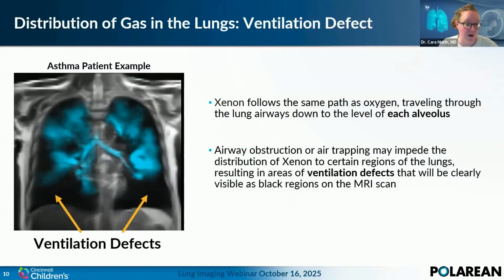And what we're looking for, in this case, are ventilation defects. So areas where you don't see the xenon going, and those really just show up as black holes in the imaging. And so you're just looking at where the xenon is following the same path as oxygen. And then if it's not there, then you'll have a black hole, and that's considered a ventilation defect, and we can quantify that.